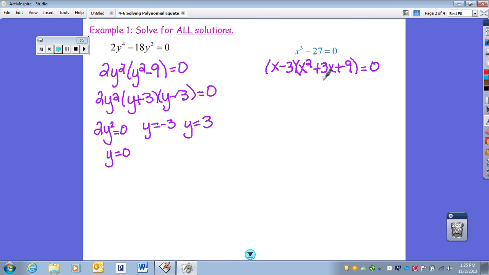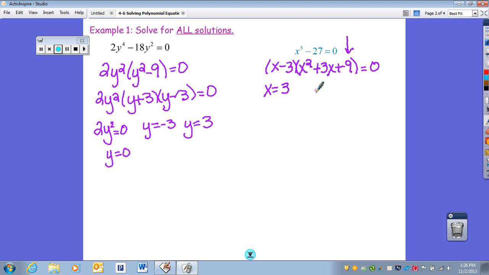But we need to continue factoring on this trinomial because it is a quadratic. The problem is there are not two numbers that I can multiply together to get 9, and when I add them together I get 3. So this is not going to be factorable, but we still have to find the solutions. So for this one, we're going to need to do the quadratic formula. For the first binomial, we can set it equal to 0, and our answer would be 3.